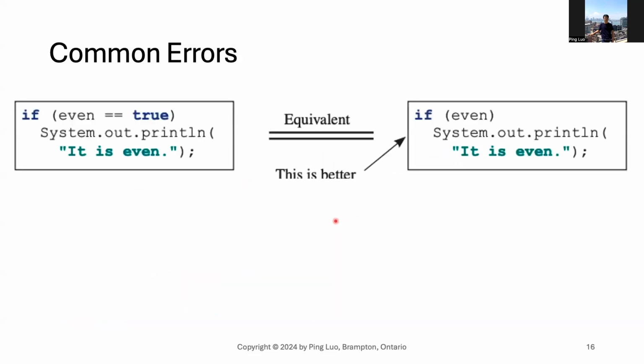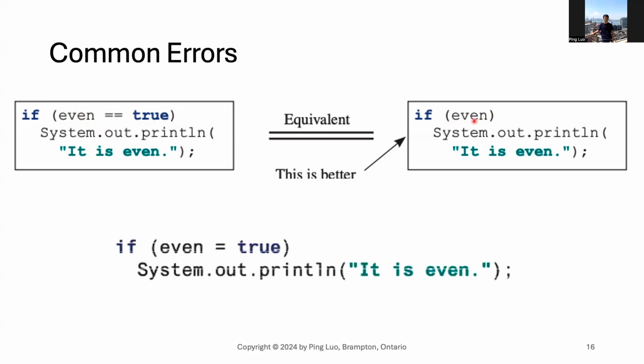Also, this is actually not an error, but for example, if even is a Boolean type, it could be true or it could be false. Of course, we can do it like this, but there will be an additional comparison to compare if even is true or even is false. But actually, because even is already a Boolean type, we can just check if even. If it's true, you just proceed. If it's false, you just ignore the statement.